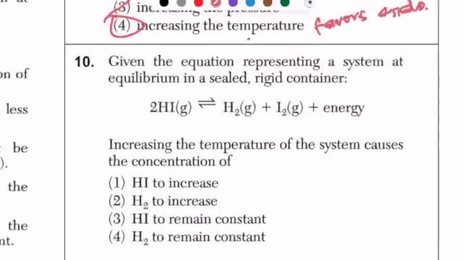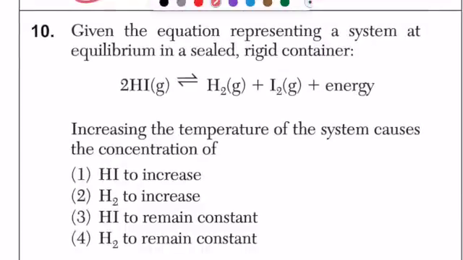Increasing the temperature of the system causes the concentration of which thing to increase? Once again, it favors the endothermic reaction, which in this case is the reverse reaction. So that means we are producing more of HI. So HI will increase.